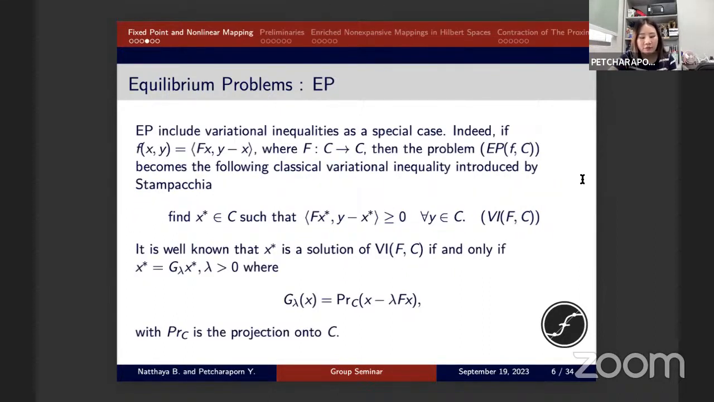And next, equilibrium problem includes variational inequality as a special case if bifunction f of x, y equal to inner product of F x and y minus x, where F is a mapping, then the problem becomes the following classical variational inequality introduced by Stampacchia like this. It's well known that x star is a solution of variational inequality if and only if x star equal to G lambda x star, where G lambda x star equal to projection onto C.